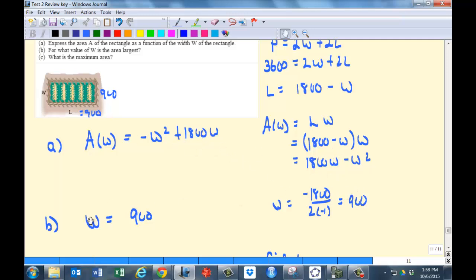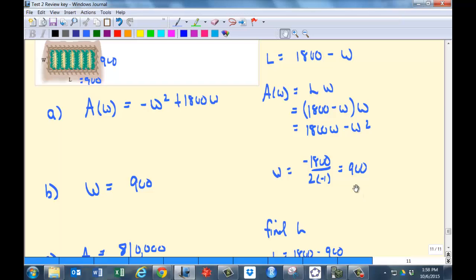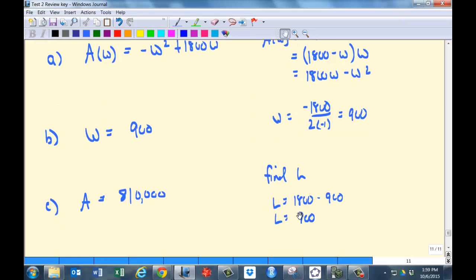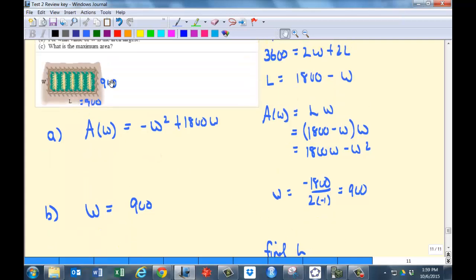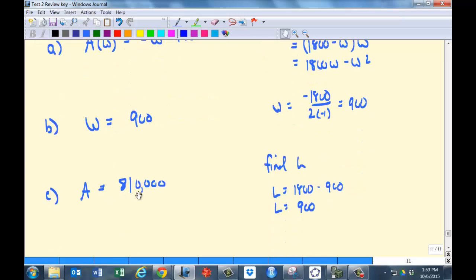And then to get part B, what would the width be for the largest area? We use negative b over 2 times a, and that gives us 900. And of course, once we got that, we can plug 900 in for w and get L. So that's what I did here, 900. And then to get the maximum area, we just multiply L times w. So 900 times 900 is 81 with 4 zeros, which gives us 810,000 for the max area.